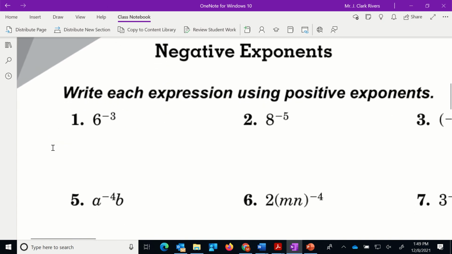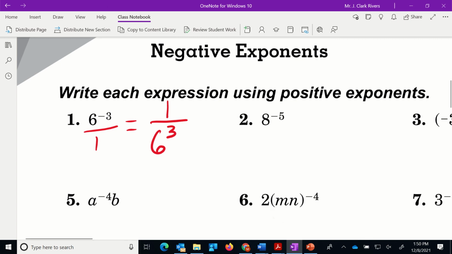So let's take a look at number 1. We're going to rewrite this using positive exponents. So who thinks they understand what this is going to be? Campbell? I think the answer's going to be positive. Well, we're going to change this exponent so it's got a positive exponent. Right now it's in the numerator, right? So if we want to change that to a positive exponent, we got to bring it down to the denominator. The exponent changes signs. What is in the numerator? 1. It's 1 over 6 to the third. That's all we're doing.